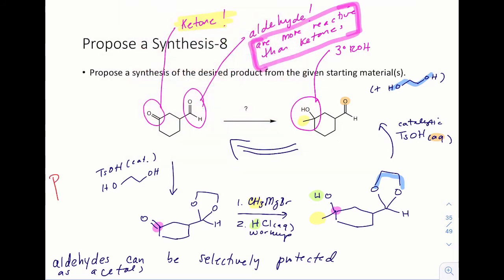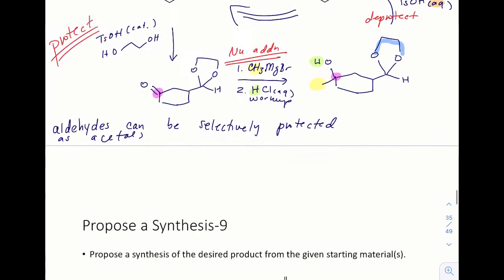So this synthesis involves the protection of the more reactive aldehyde, then the stuff, in this case a nucleophile addition, to the ketone, which is the only electrophile left. And then after we do stuff, we deprotect to re-reveal that aldehyde functional group. Fun, right? I had a lot of fun.